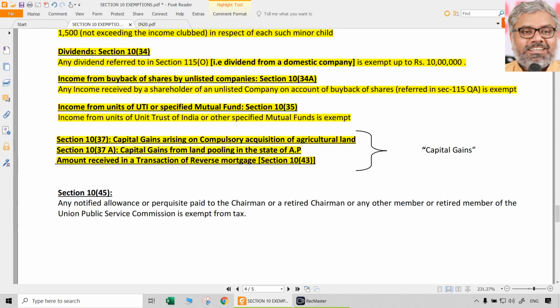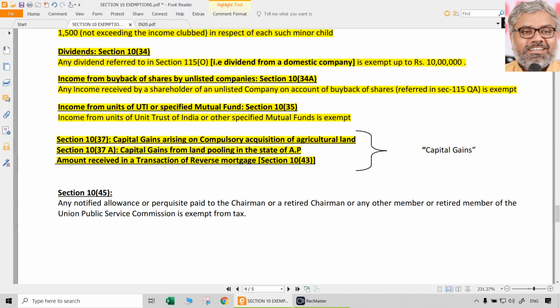10(37A) and 10(43), because directly they don't have much of relevance in the chapter of capital gains, though they are covered in the capital gains, but they can be asked as separate questions, as a small short note or a case-based question can be asked. Reverse mortgage is a very popular question. Many times it is asked as a short note. So we'll discuss them separately. But 10(37) is already known.